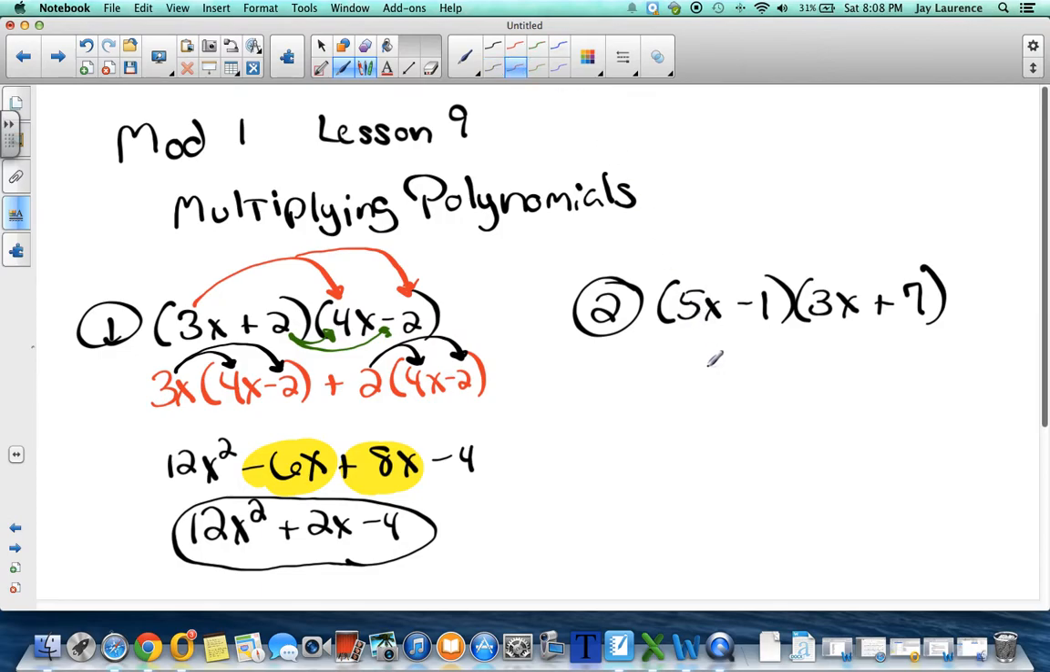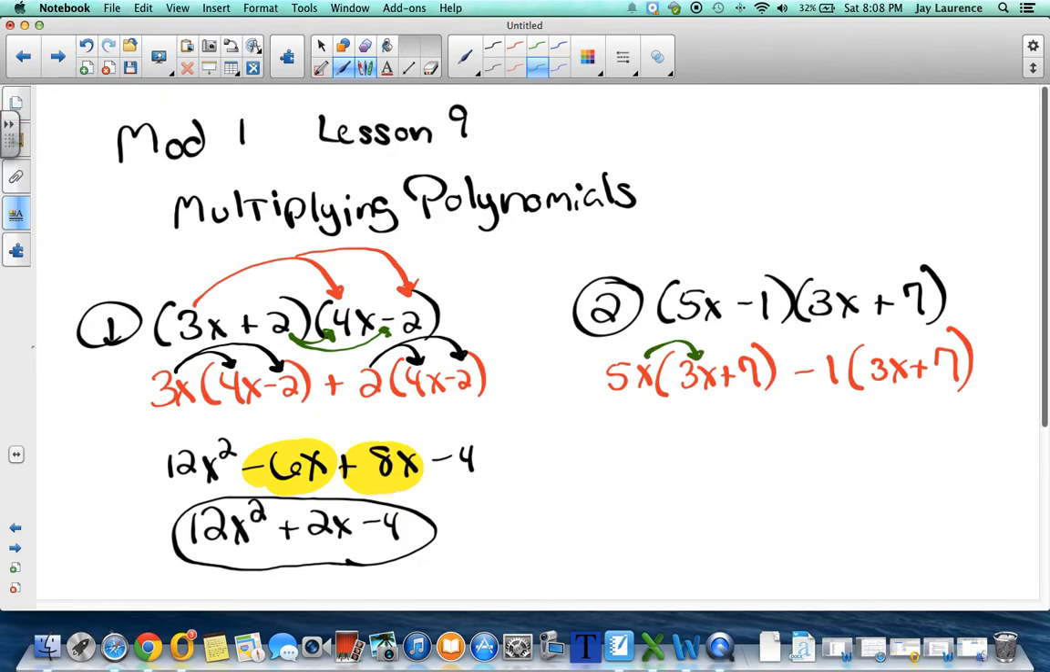The next one, I'll do it the same way, but I'm actually going to do it twice because I'm not always going to break it up into two problems. But okay, I'm going to do a 5x and multiply it by the second quantity, 3x plus 7. Then I'm going to take a negative 1 and multiply it by the second quantity. All right.